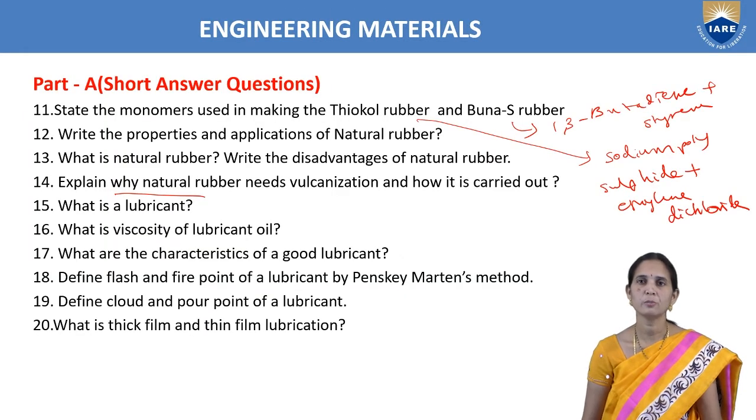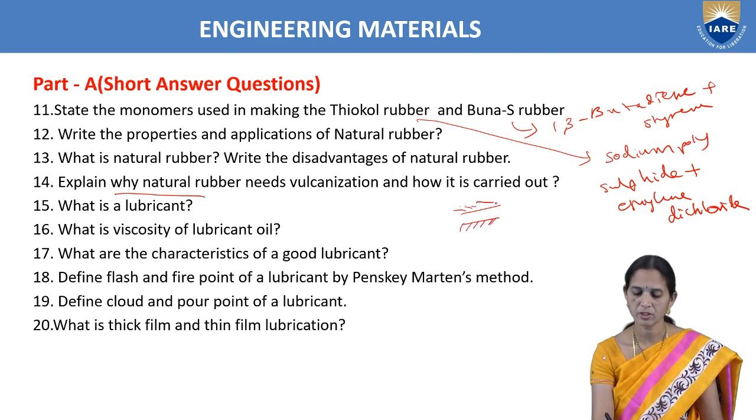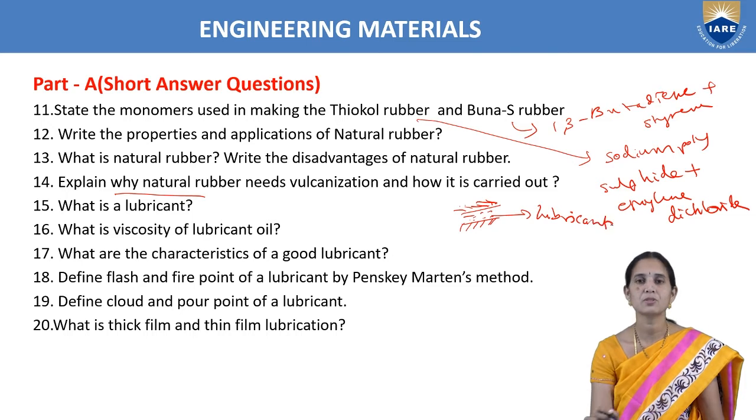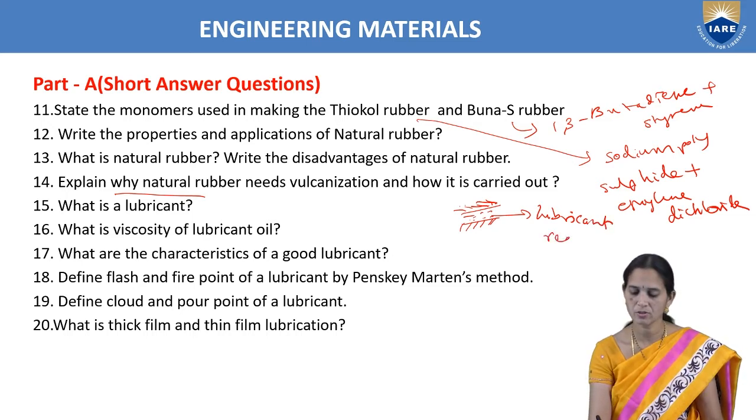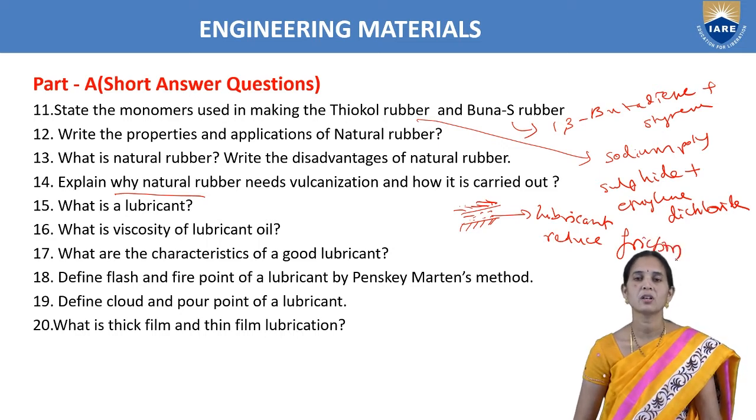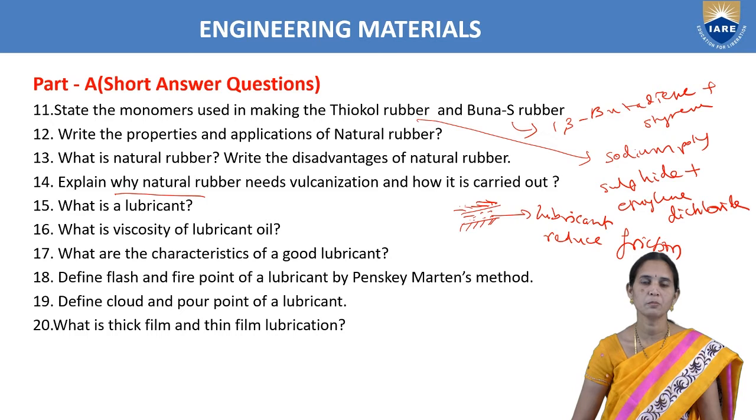So next one, what is a lubricant? Lubricant means a substance which is used to reduce friction between two moving surfaces. So when we take any two moving surfaces, we will use the lubricant, which will reduce the friction. So a substance which reduces friction between two moving surfaces is known as a lubricant.